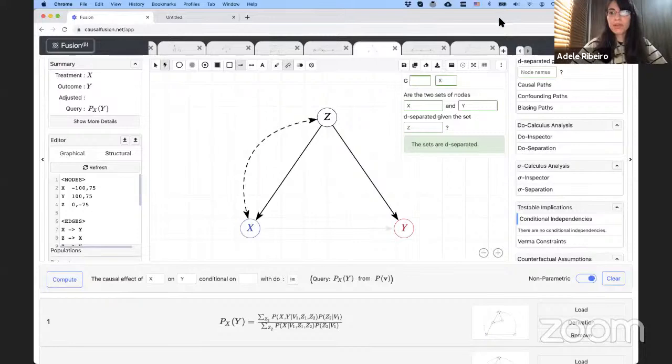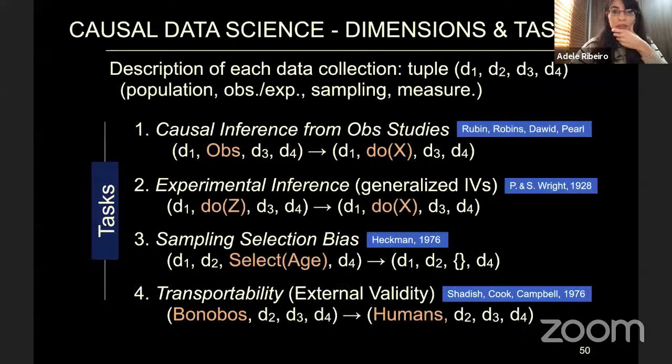Going back now. Questions up to this point? Maybe I can take questions now because I just finished the first part, about causal inference from observational studies.